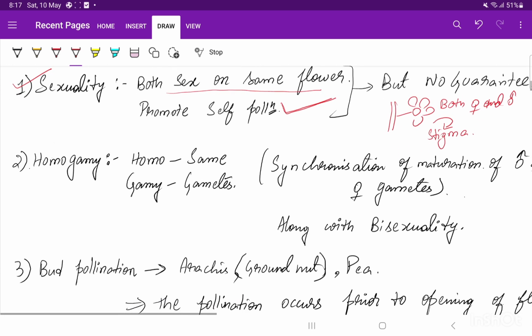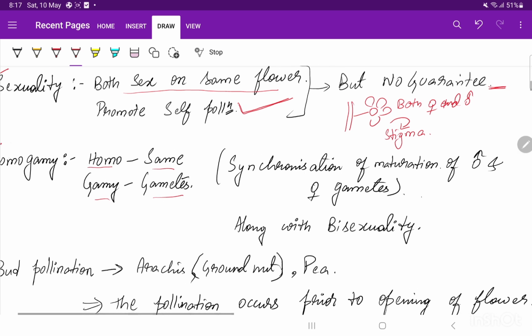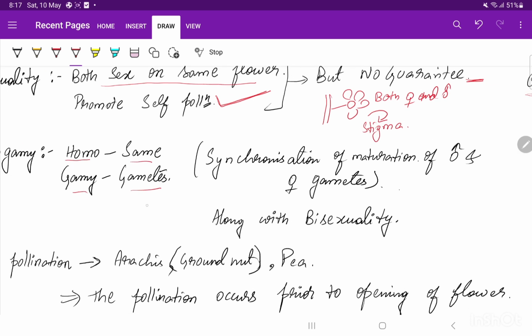Then next is homogamy. What is homogamy? Homo means same, gamy means gametes. Where a plant is having both the sexes, that is anther or male gamete and stigma, that is the female gamete part, there is synchronization in maturation. If this plant is having stamen which will grow in one month, this pistil or female should also grow and mature in the same month.